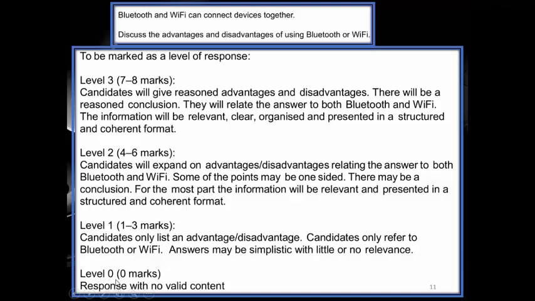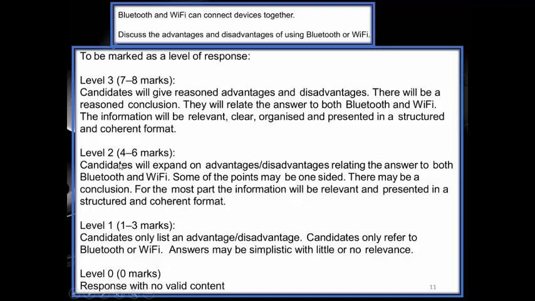Level 0 means a response with no valid content, 0 marks. You may write a full page answer with no valid content, and you're going to get L0 for that. Level 1, 1 to 3 marks: the candidate only lists an advantage, or only refers to Bluetooth or Wi-Fi. The answer may be simplistic with little or no relevance. The majority of candidates fall within level 1. Just advantages, disadvantages, simple answers, no relevance.